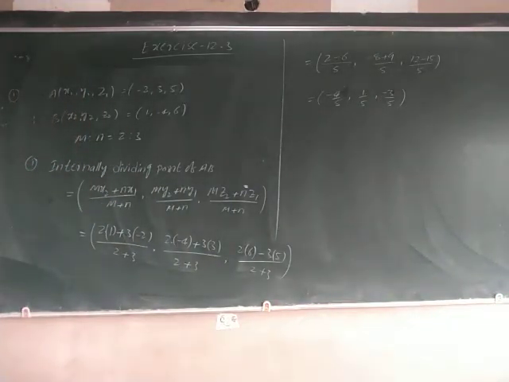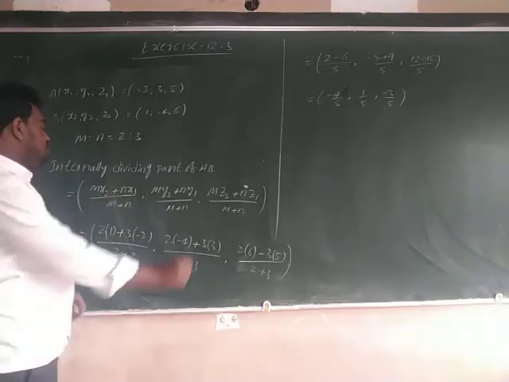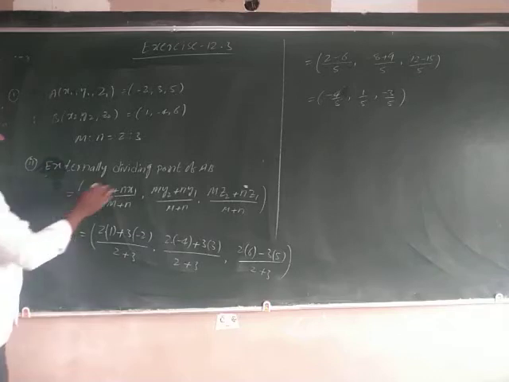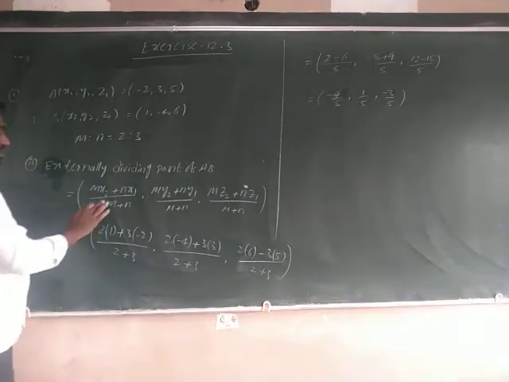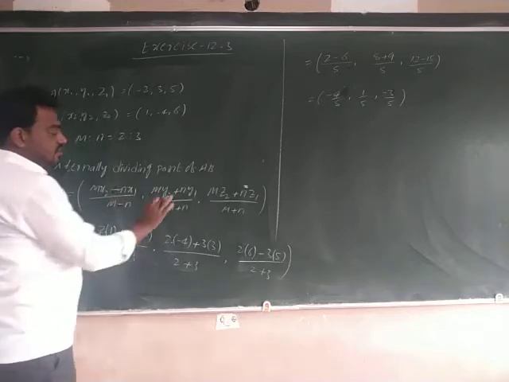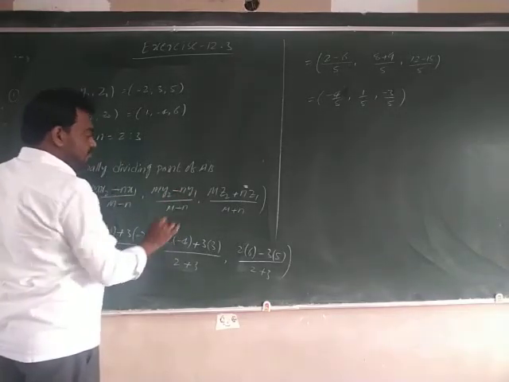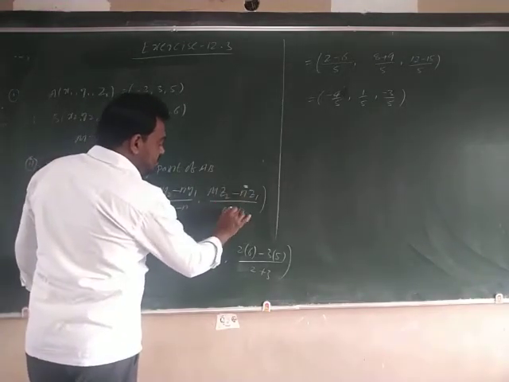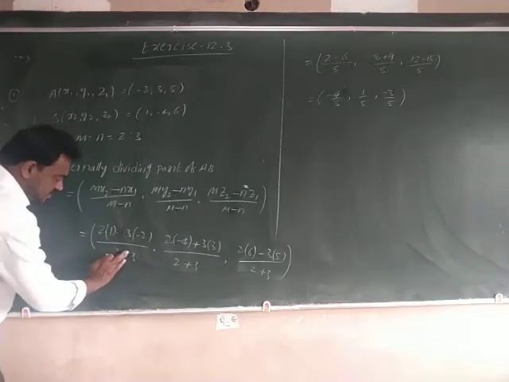Okay? Now external. What is the formula for the external dividing point? Second one I am solving here. The externally dividing point of A, B: here the formula is (mx2 - nx1)/(m - n), (my2 - ny1)/(m - n), (mz2 - nz1)/(m - n). Here the signs change between the terms, and the denominator is m minus n.